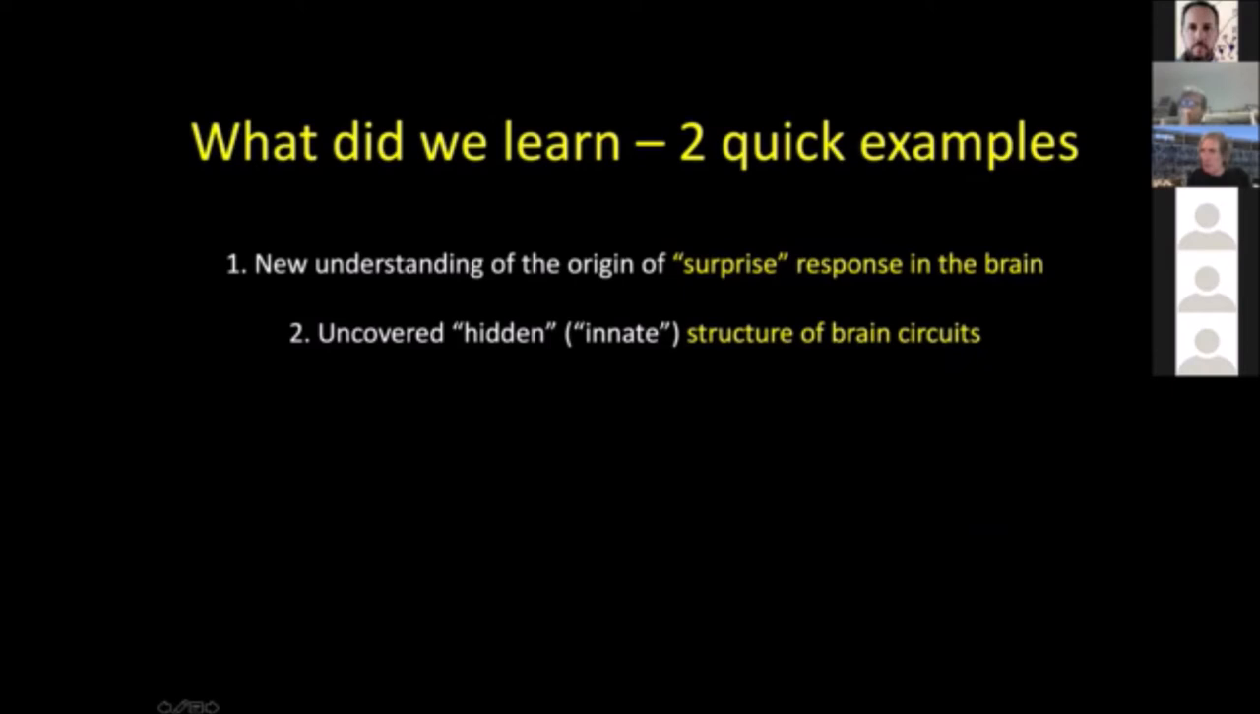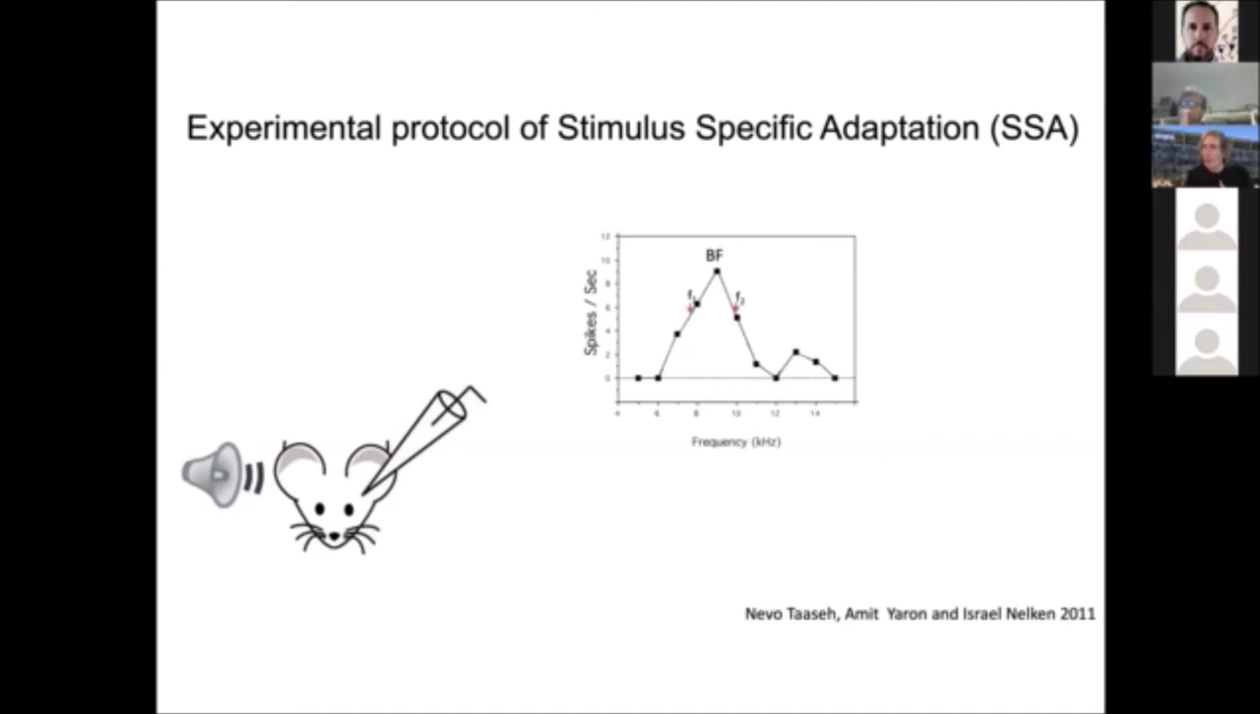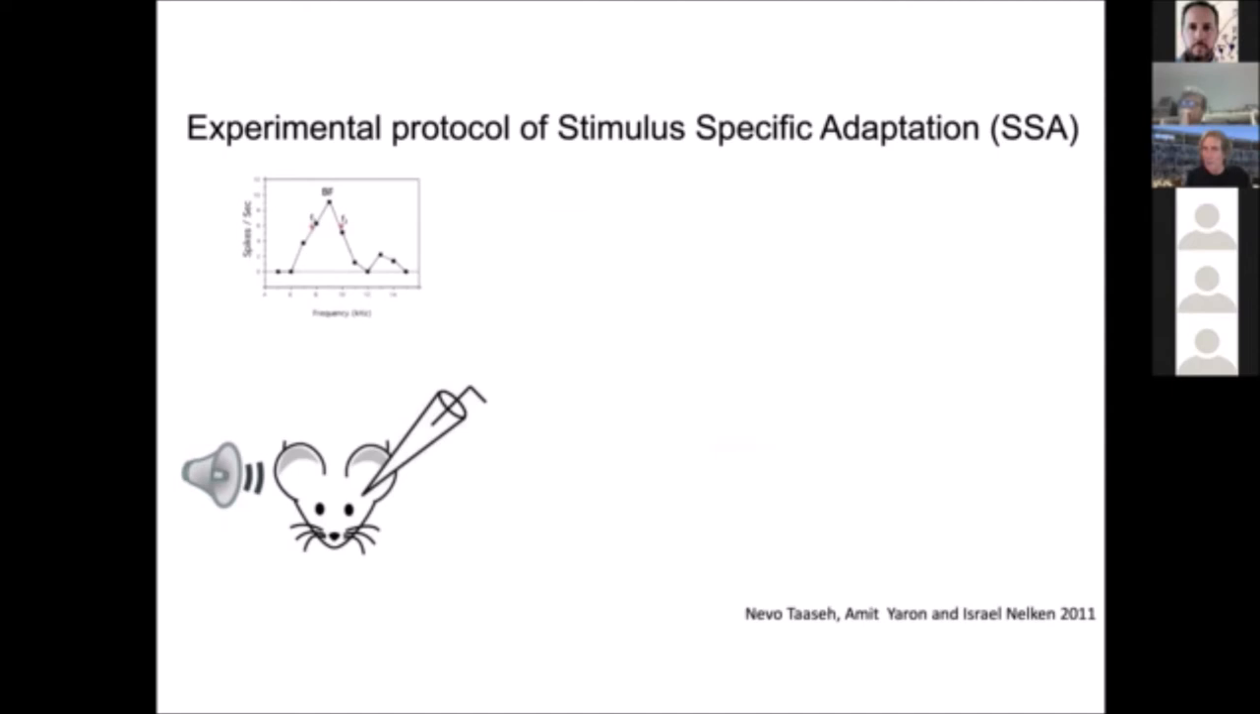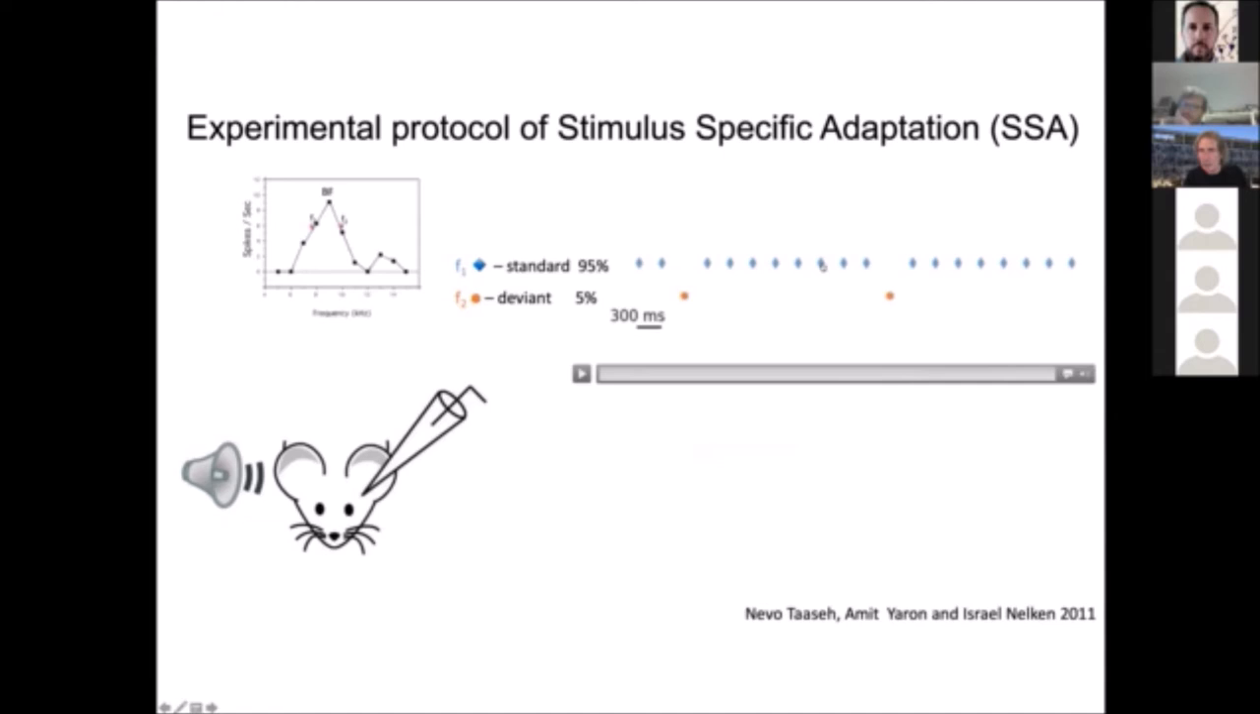You may know that our brain has the capability to be surprised. So when I'm recording from the auditory cortex of a mouse, and I'm giving it something like this, I don't know if you can hear, it's something like ta ta ta ta ta. So this is an auditory stimulus, and there is something that is the standard, the blue frequency, ta ta ta, okay?